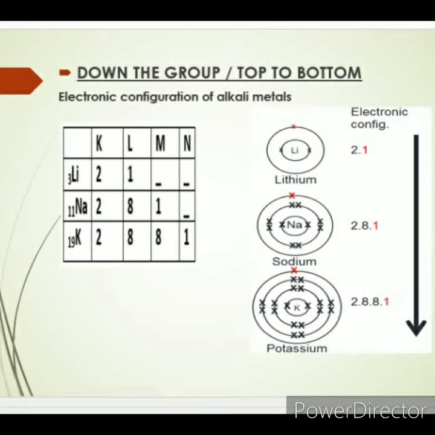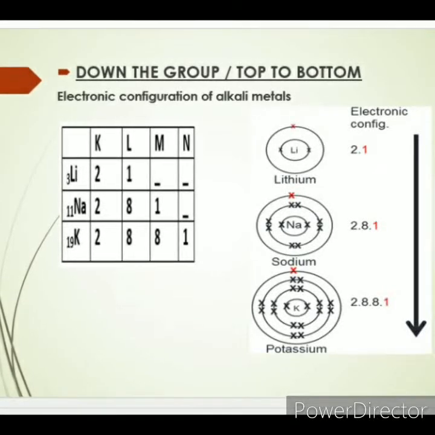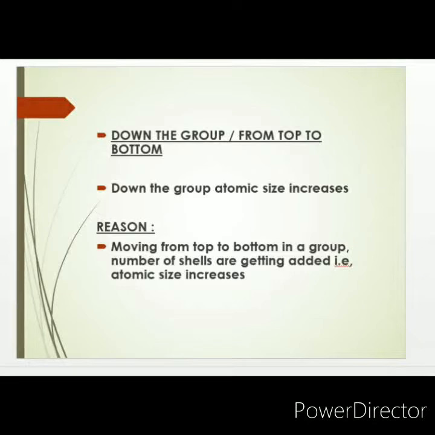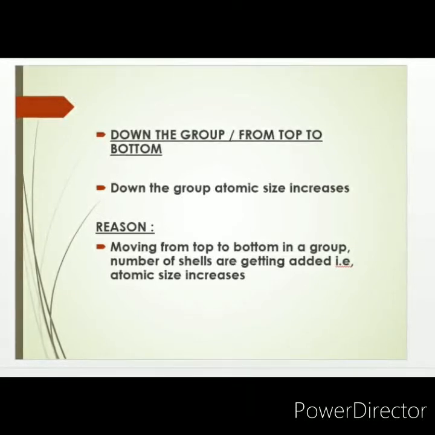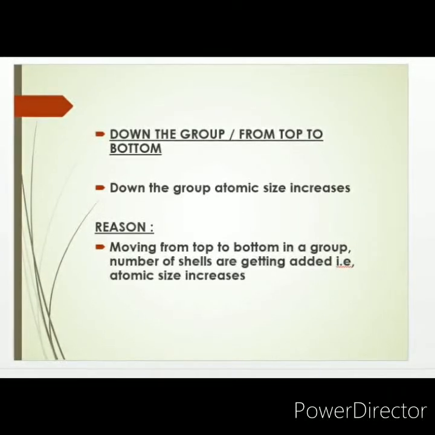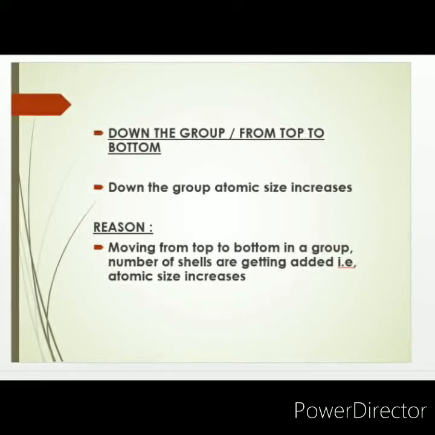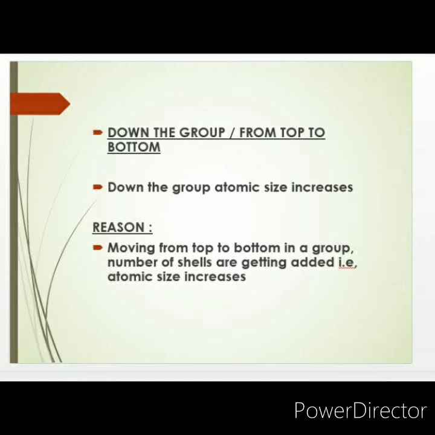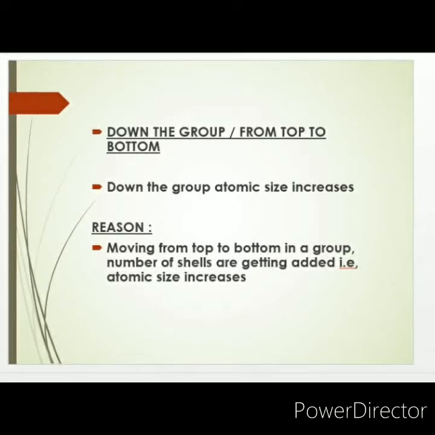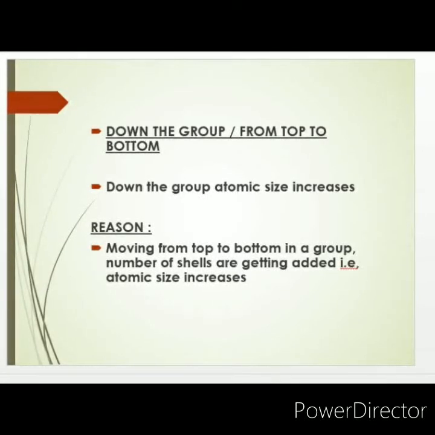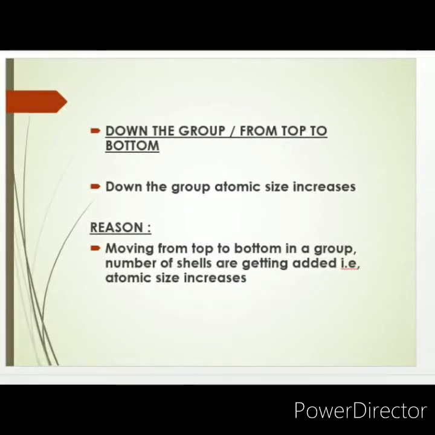From the picture itself, it is clear that when you move from top to bottom, the size of atoms is increasing. Why is the size of atoms increasing? Because the number of shells is getting added. So my question is, what happens to the size of atom, the radius of atom, when you move from top to bottom in a group?